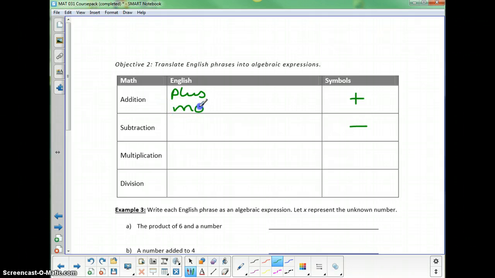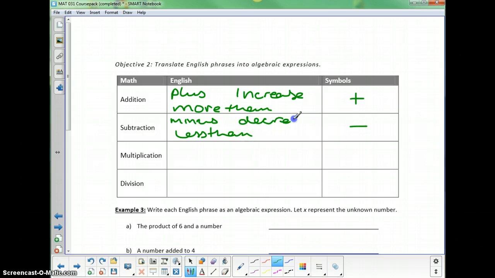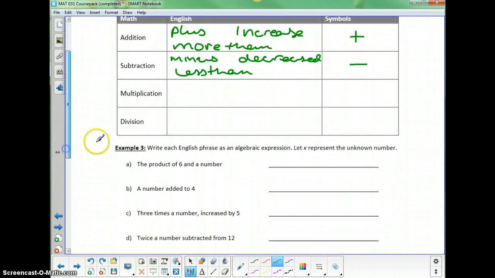Some of the other ones that sound a little bit less like addition are "more than" or "increased." Those are also going to imply addition without actually saying addition or add. More than, or increase, or increased by. Subtraction, we've got minus, less than, and decreased or decreased by, or just less. There's a variety of words you could use for subtraction.